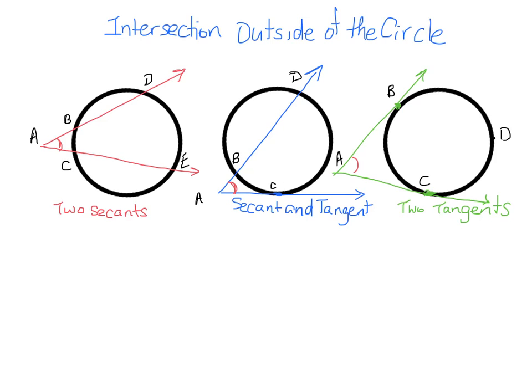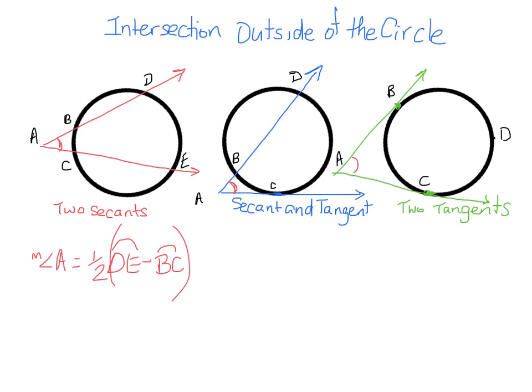So, for example, we're looking at the first case, angle A. This is an intercepted arc, and this is the other intercepted arc. In that case, the measure of angle A is equal to half of arc DE minus arc BC, and it's actually half of that entire expression there.